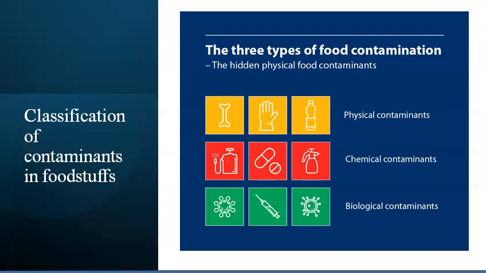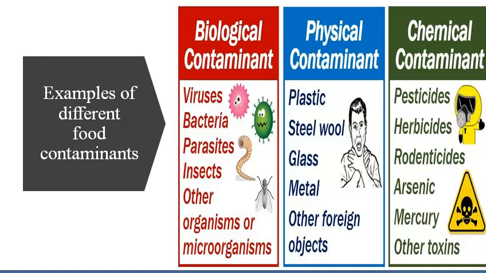Now we discuss the classification of contaminants. There are three types of food contamination: physical, chemical, and biological, as the meaning is very clear from their names. Let's start with physical contamination. It occurs when a physical object enters food at some stage of the production or preparation process. Physical objects in food can be a choking hazard and often introduce biological contaminants.